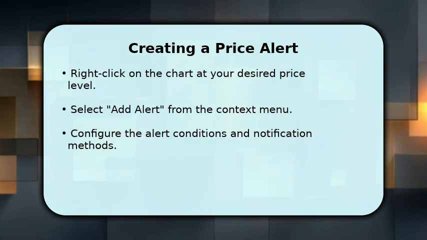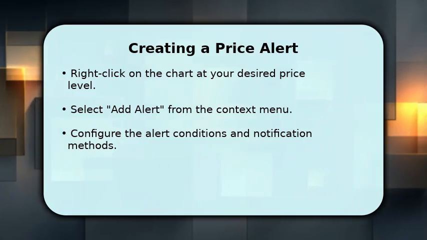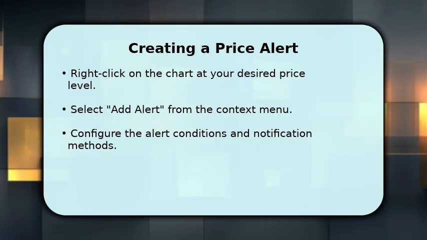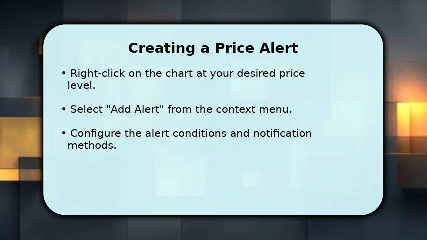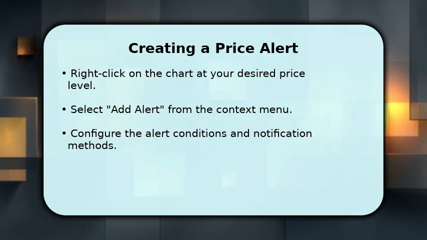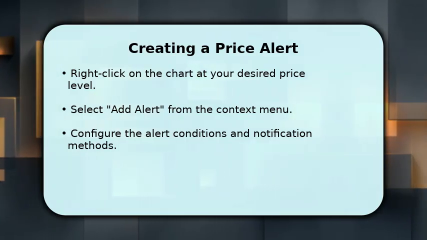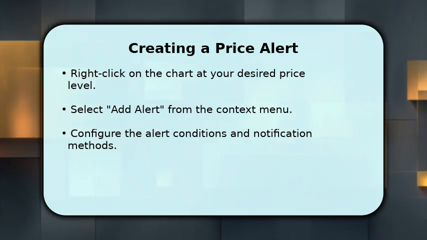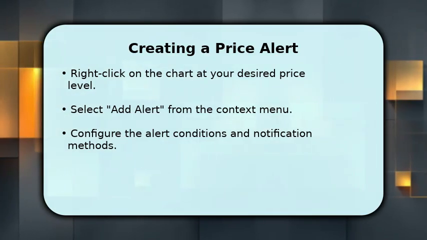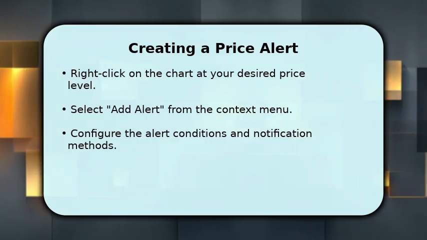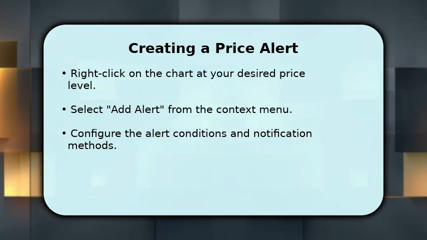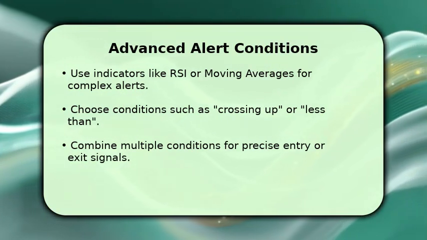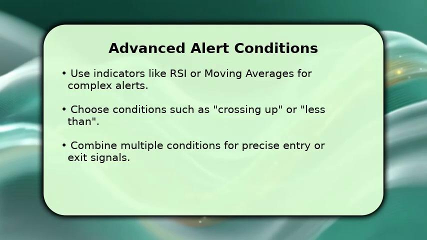To create a basic price alert, simply right-click directly on the chart at the exact price level where you want the alert to trigger. A context menu will appear. Select the option labeled Add Alert. From there, a pop-up window will guide you through setting the specific conditions. You can choose whether the alert triggers once or every time the price crosses that level, and select your preferred notification method, such as a sound or email. It's a straightforward process.